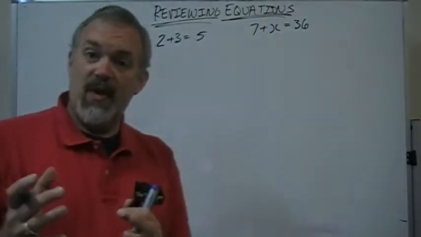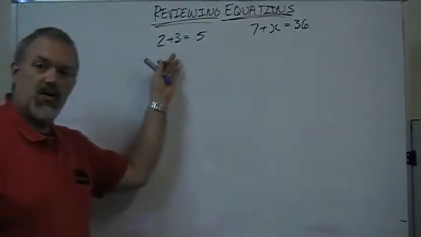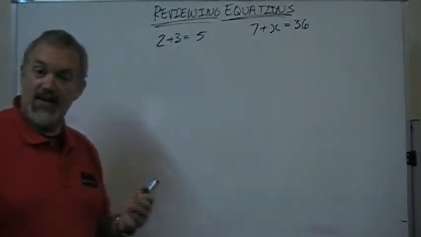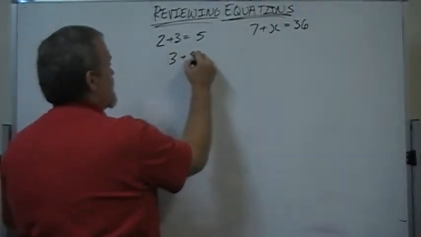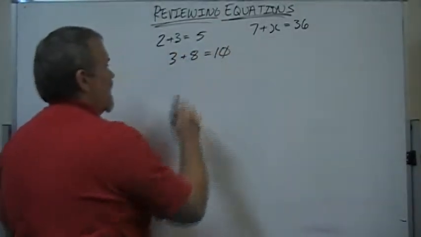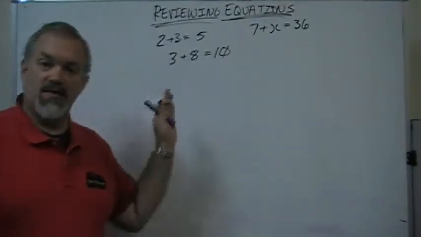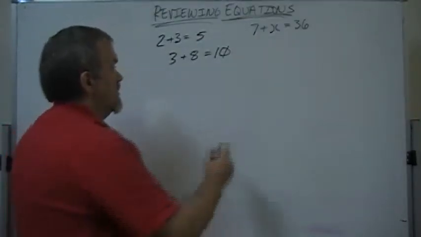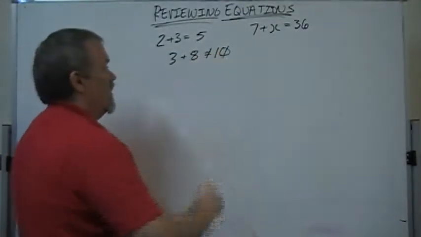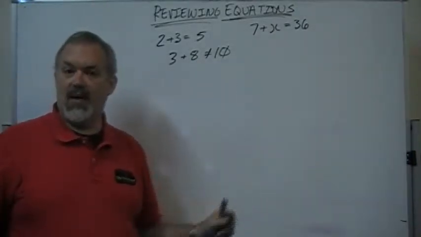And equations, by the way, can be true or can be false. So for example, I think you'd agree 2 plus 3 equals 5. That's a true equation. What if I said 3 plus 8 equals 10? Well, that's still an equation, but it's a false one. This is a false equation. And one way that we can fix false equations is just to turn it into an inequation, or an inequality, turn it into it's not equal to. Now it's a true statement.